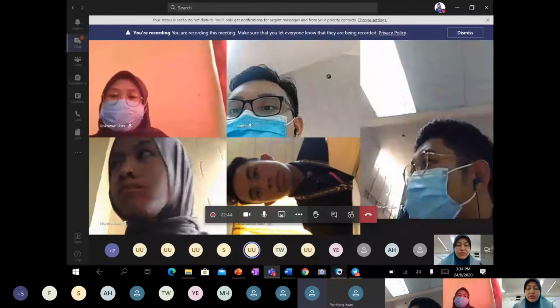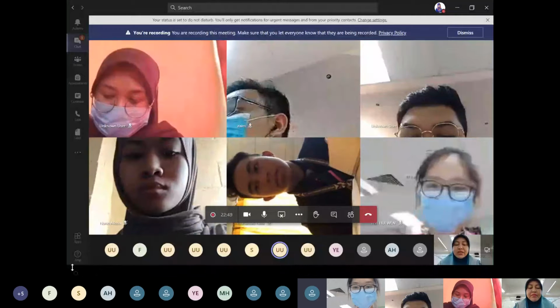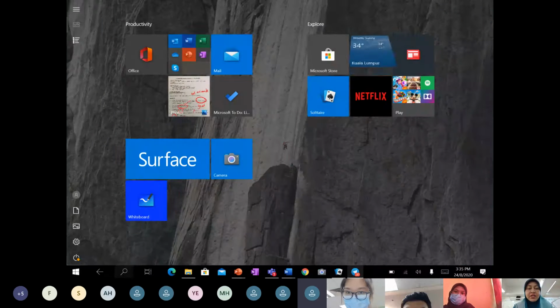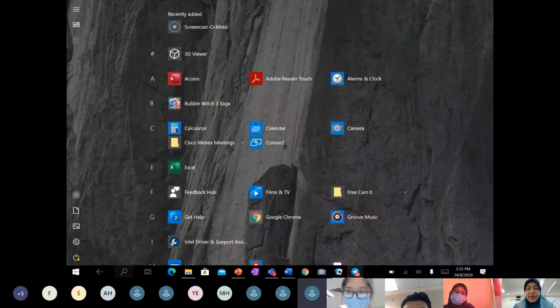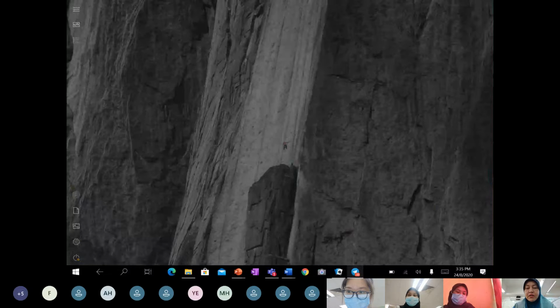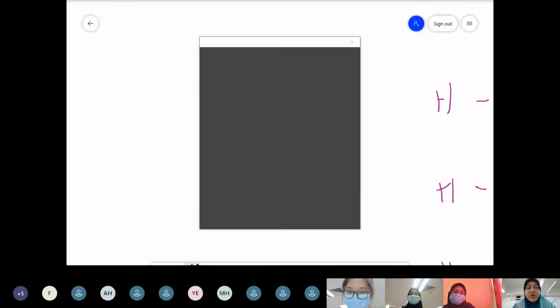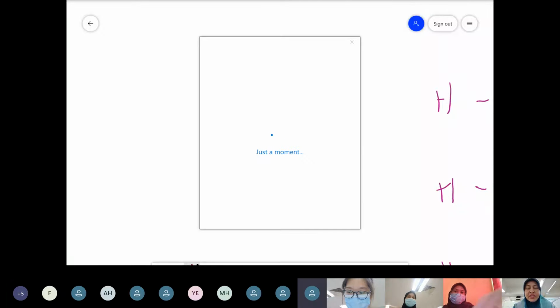Today, teacher would like to discuss the cell structure and function. Before we start, I would like you all to have a look at this diagram that teacher is going to sketch.